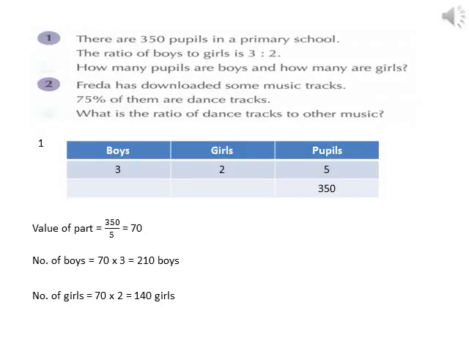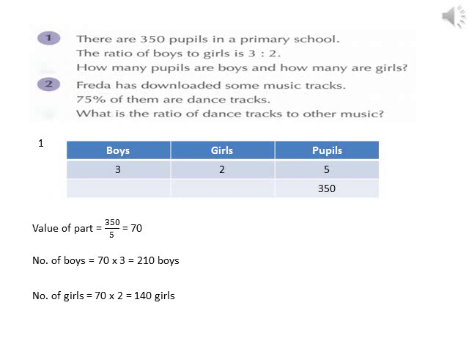Going to question number 1, there are 350 pupils in a primary school. The ratio of boys to girls is 3 to 2. How many pupils are boys and how many are girls? So the same thing again. Boys to girls to pupils. So the ratio was 3 to 2, and the pupils, which is the total, is going to be 5. And he said here in the question that there are 350 pupils in the primary school.